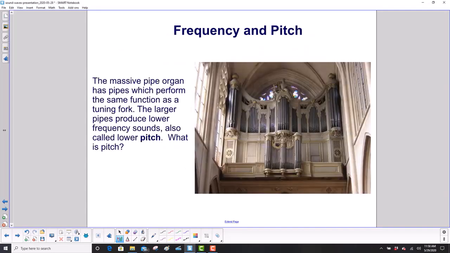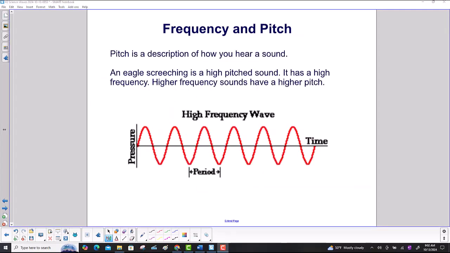The massive pipe organ, and here it is. All those vertical things are pipes that air flows through and makes nice sounds. The pipes perform the same function as a tuning fork. The larger pipes produce lower frequency sounds, also called lower pitch. What is pitch? Pitch is a description of how you hear a sound.